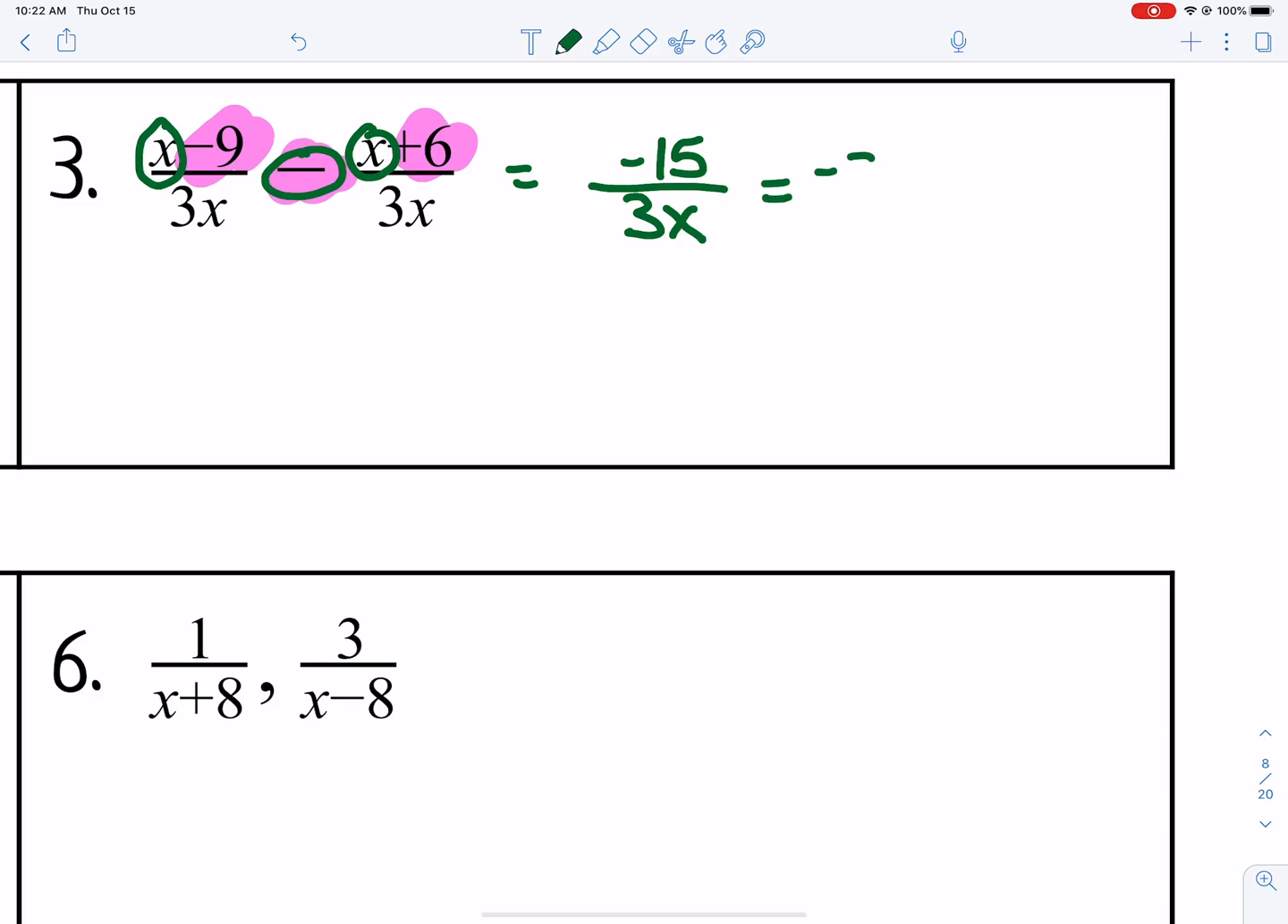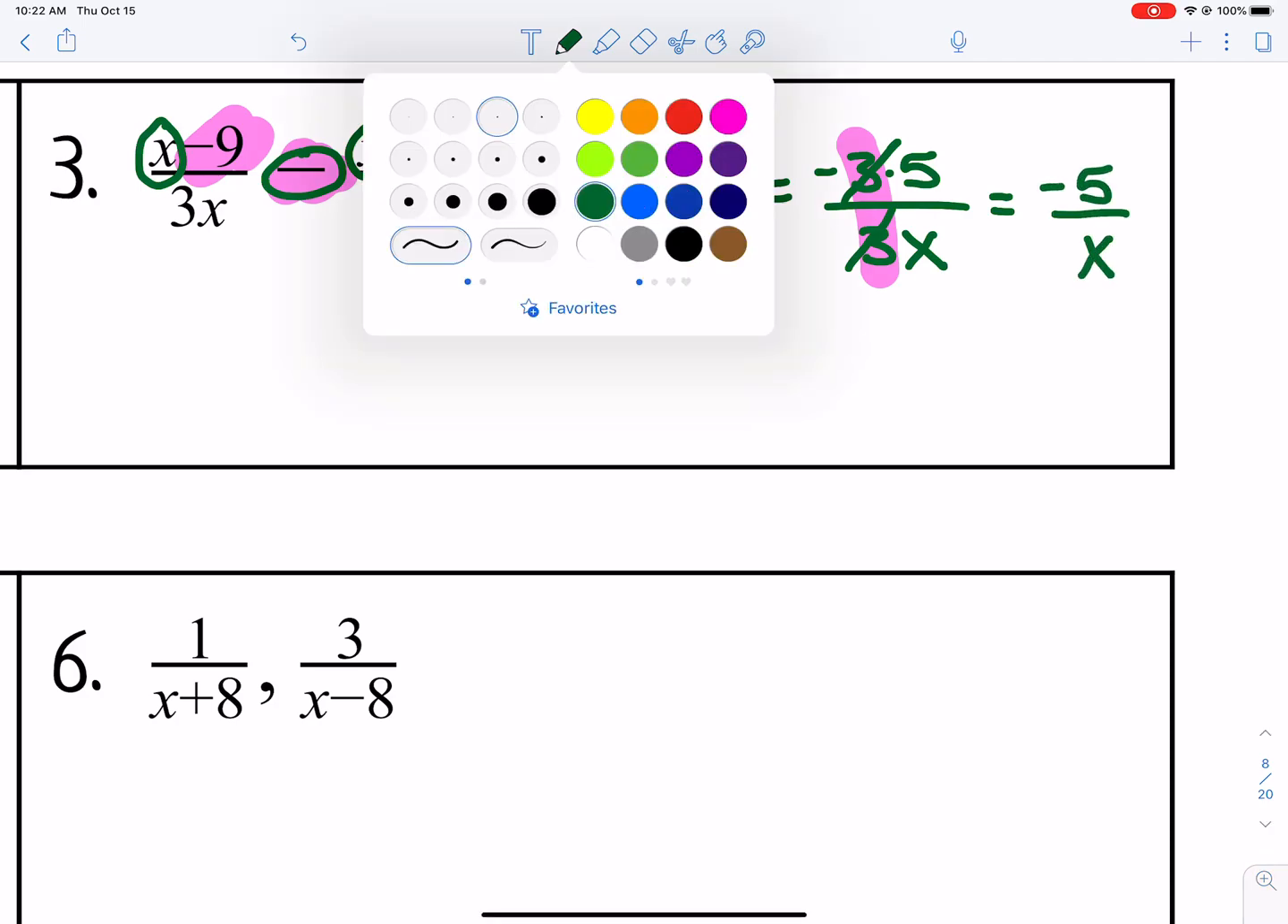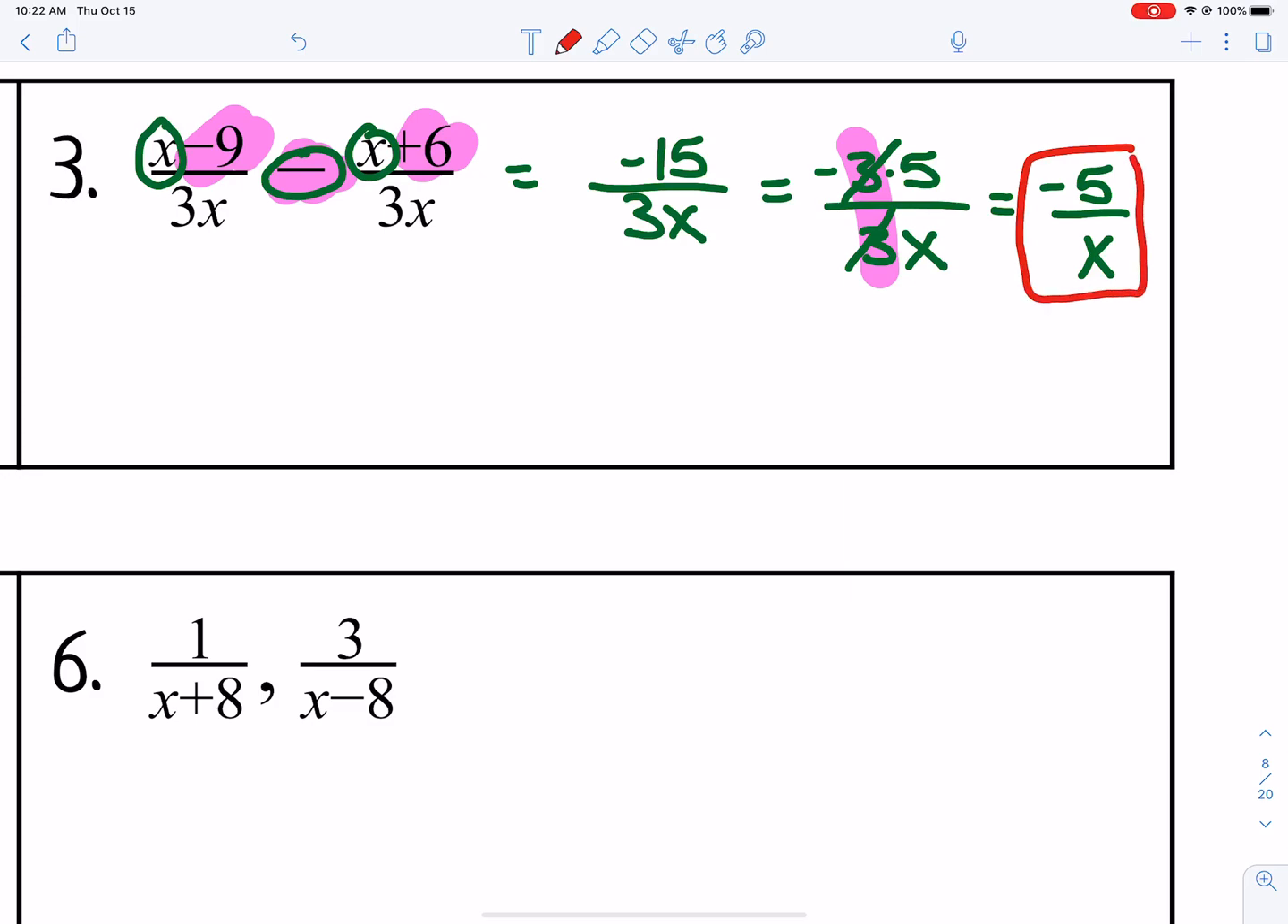So in other words, we could say -15 is -3 times 5. And then we have 3x in the denominator. And then these 3's can cancel out. So you're just dividing the top and the bottom by 3. So we can simplify a little bit. When you can simplify, you want to do that.